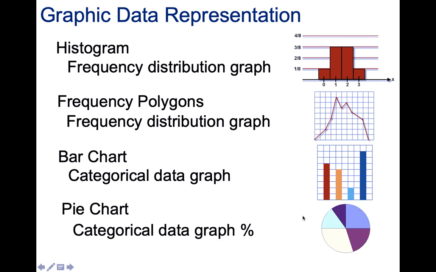And then a pie chart is another categorical graph. It's just a different way of representing similar information. So I'm sure you are all familiar with pie charts.